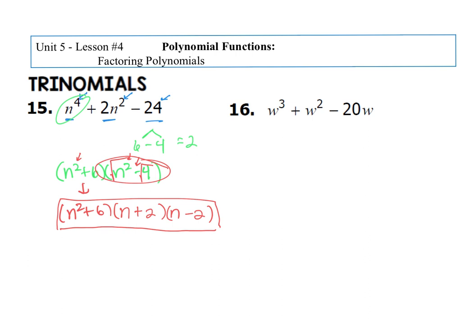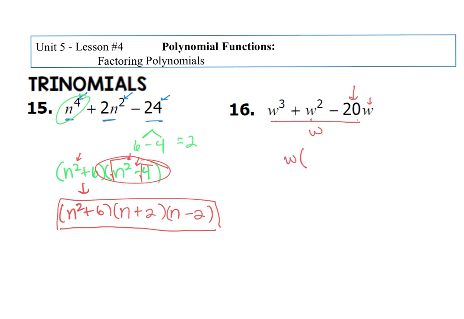Okay. Now number 16 is a little bit different too. We have w cubed plus w squared minus 20w. We do have 1, 2, 3, but our last term right here, 20w, has a w attached. So we can't do our factor tree with that. If you notice, they all have a w. So we're going to take w out as a GCF first. Otherwise, we cannot factor it.